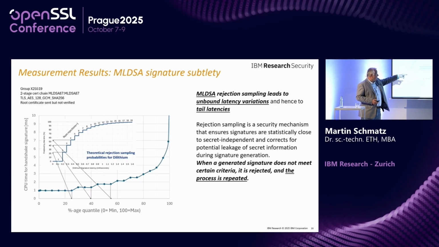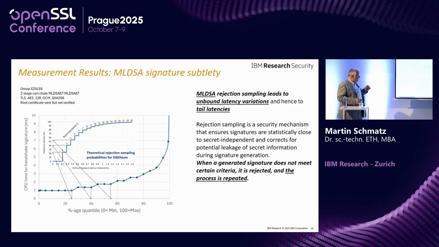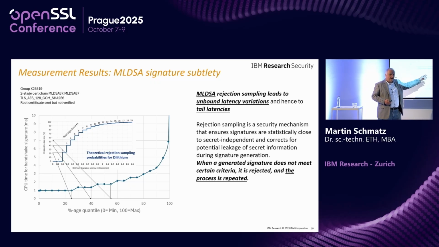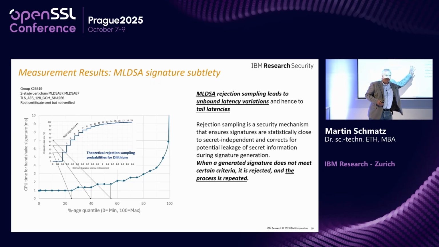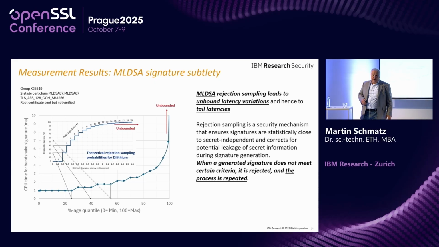So if you look at the theoretical rejection sampling probabilities and map those over, and it's Dilithium versus ML-DSA, so it's not 100% the same percentage, but close. I mean, I have a chance of like 25% to get the valid signature the first time. And then I do it again, and again, and again, and I go up like crazy.